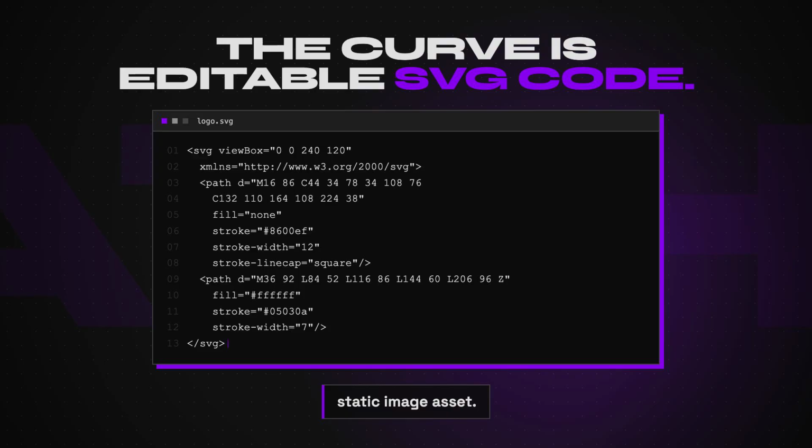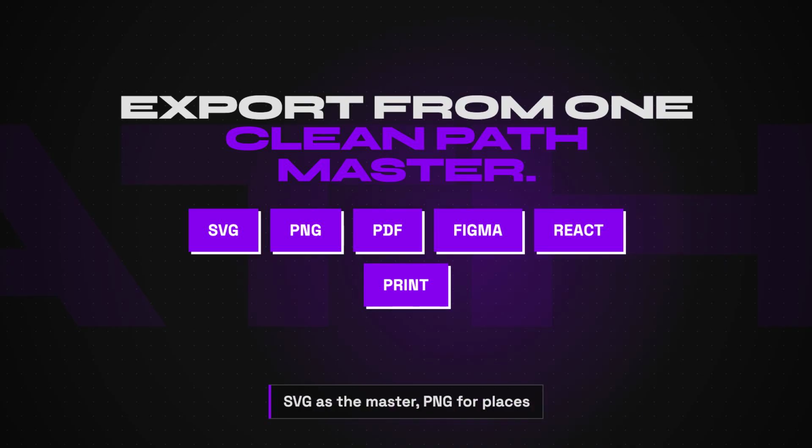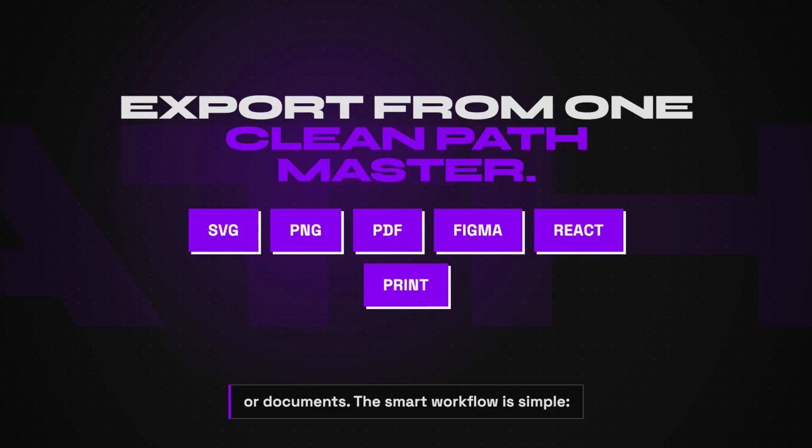Instead of a static image asset, when the path artwork is ready, export SVG as the master, PNG for places that require pixels, and PDF for print or documents. The smart workflow is simple. Generate the vector path first, then export every delivery format from that clean source.